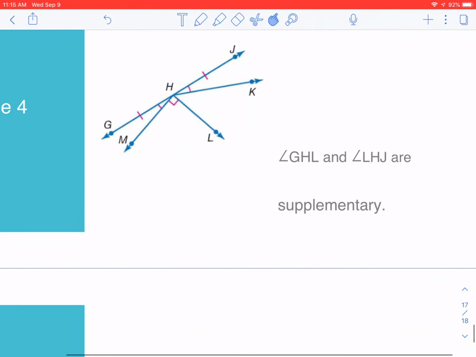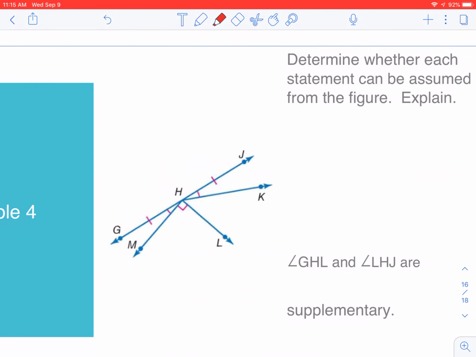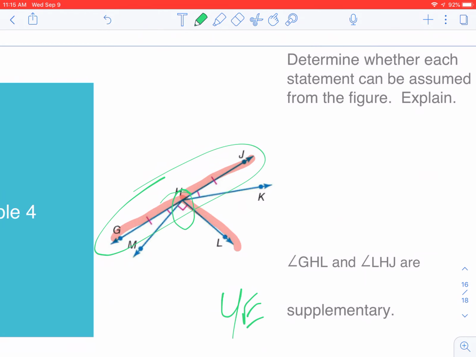Okay, let's look in here. Are GHL and LHJ supplementary? The answer is, if GHA is a straight line, then we have a 90, then the other one must be 90. They add up to 90. So yes, they are supplementary. They are also a linear pair.